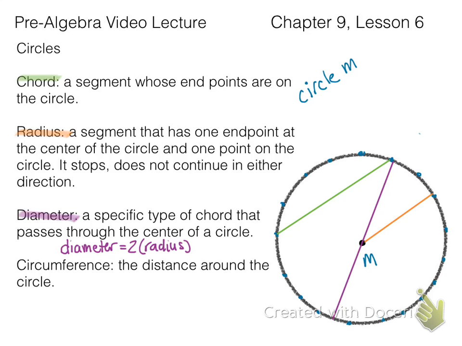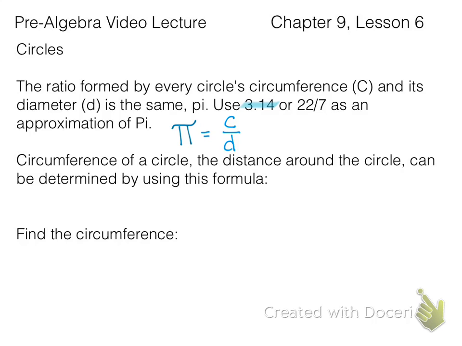And diameter is twice the radius. So if I took two orange lines here, two radiuses, and lined them up so that they make a line, they are going to go through the center of the circle and they would form a diameter. So diameter is 2 times the radius. All right, circumference. The circumference is the distance around the circle. All right? Very good.